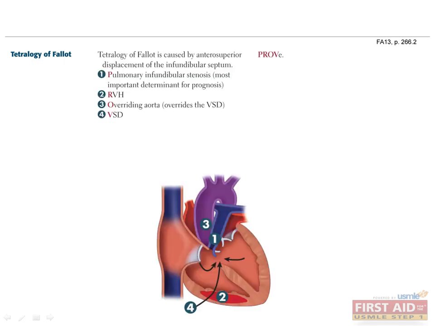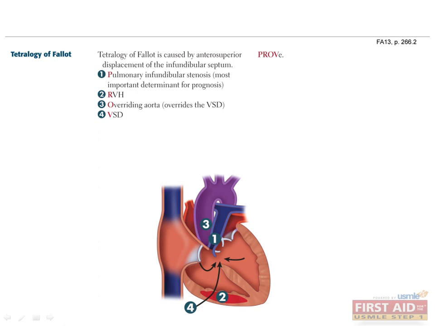Let's now go into more detail about the tetralogy of Fallot. Tetralogy of Fallot is one of the most common early cyanotic congenital heart lesions, and it's very high yield on your exam. As the name suggests, it consists of 4 important lesions and is caused by anterosuperior displacement of the infundibular septum. The most common area is pulmonary stenosis, and the degree of pulmonary stenosis actually drives the prognosis.